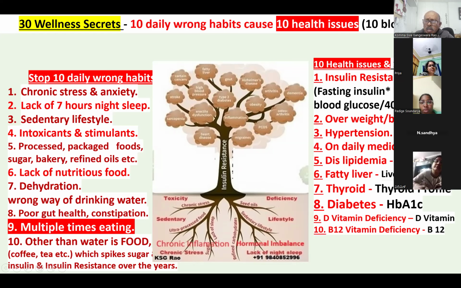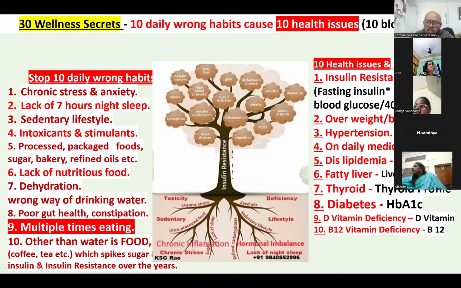You can know by doing these 10 blood tests. What are the 10 blood tests? Anybody know? Fasting insulin test, fasting glucose test. Then you have to do lipid profile, liver function test, thyroid profile, HbA1c, D vitamin, B12. See, these are the blood tests. Only by doing these tests will we know the problem. A lot of people don't do these tests. As I told you, these tests are very, very important.